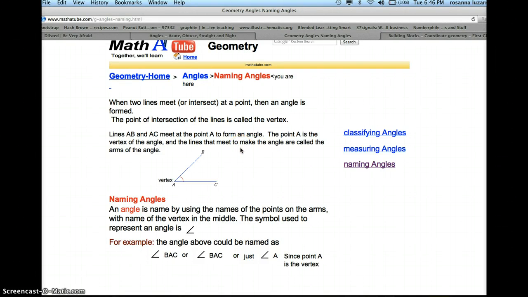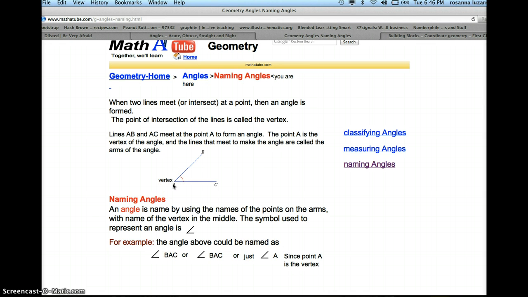An angle is formed when two lines meet or intersect at a point. As you can see here, there's line AB and line AC, and they meet at a point. The point of intersection is called the vertex. So point A here is the vertex of your angle.